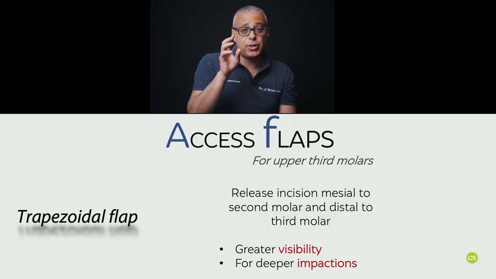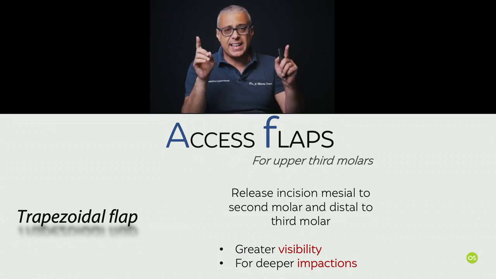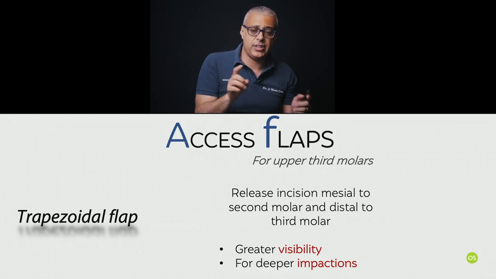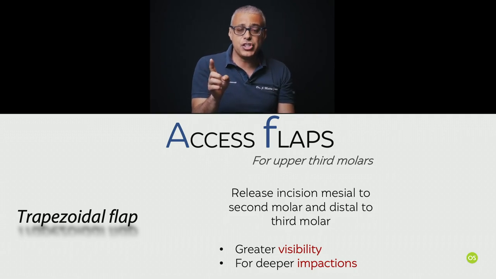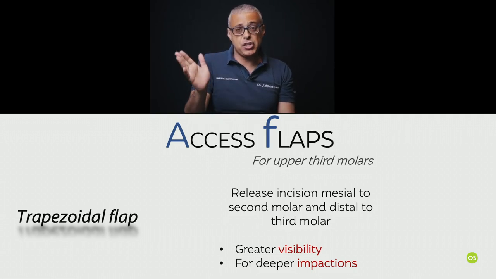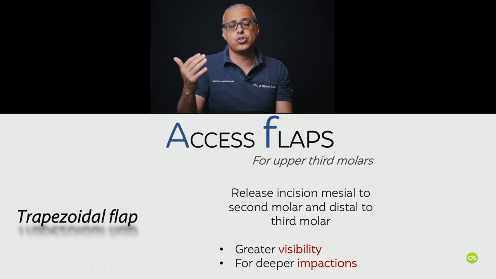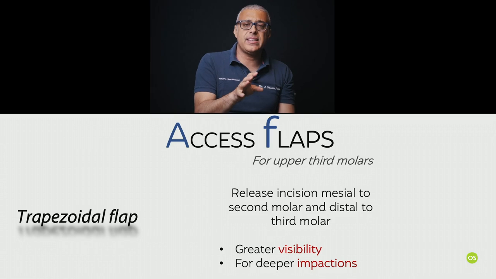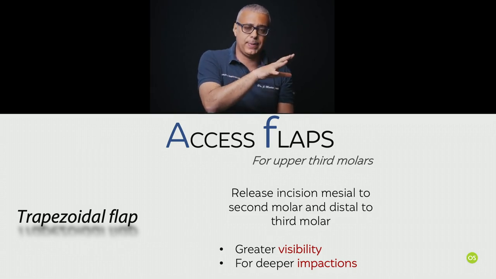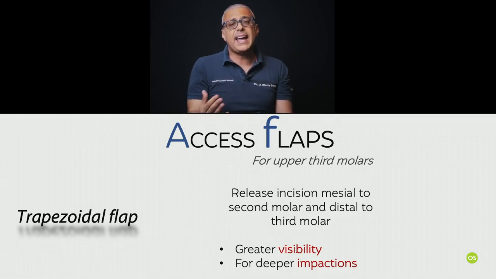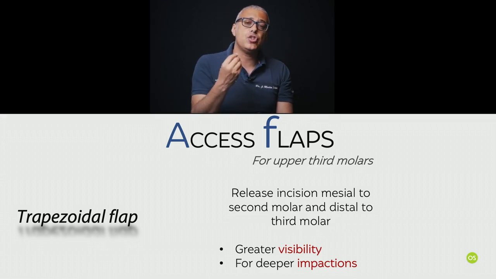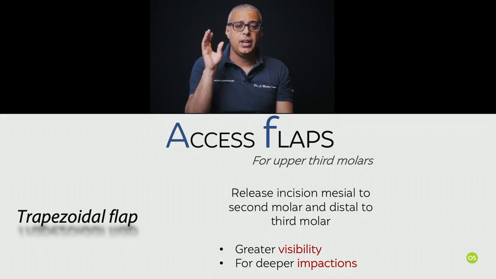Whereas the trapezoidal flap obviously has a trapezoidal shape, and it has two releasing incisions: a mesial releasing incision, which can usually be mesial to the second molar, but can also be moved much more mesially on the first molar, and a distal releasing incision on the distal aspect of the second molar. This kind of flap gives us major visibility, and it is used for deeper impaction.